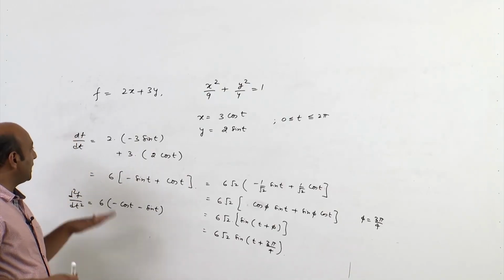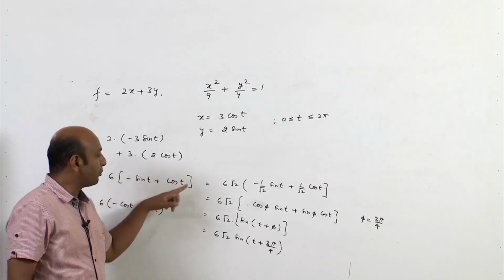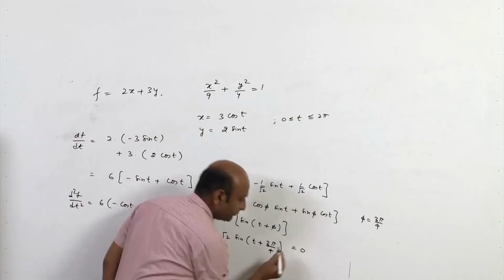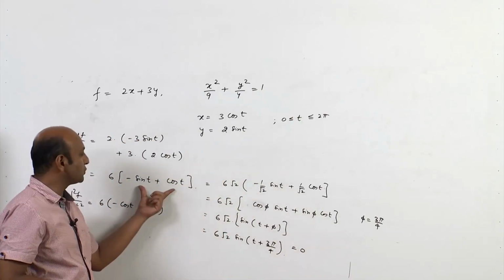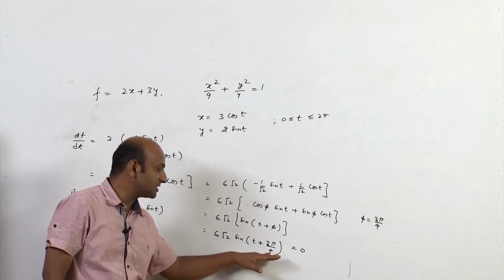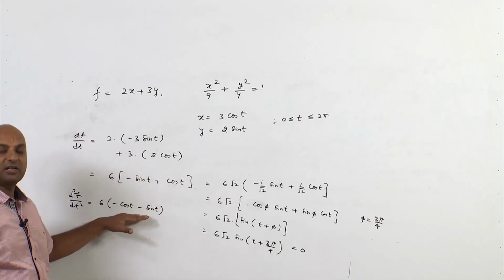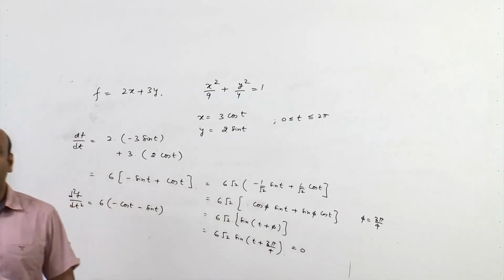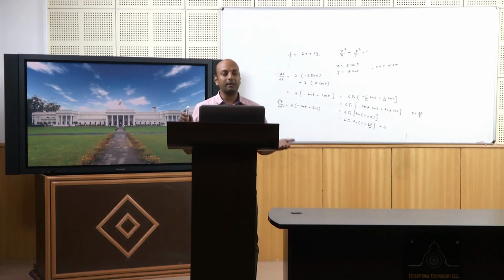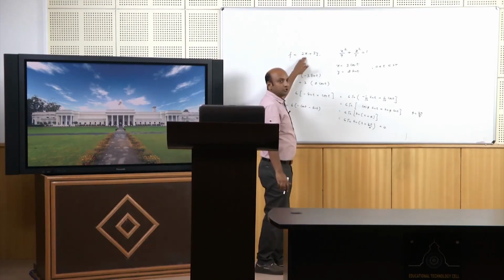So, what I want to say is, you find df by dt, you simply put it equal to 0, okay, find out all the values of t where this is equal to 0, and then put it in the second derivative to check whether that point is a point of local maxima or local minima, and then you can find out the functional value at that point, okay. Otherwise, this question can be solved directly also.